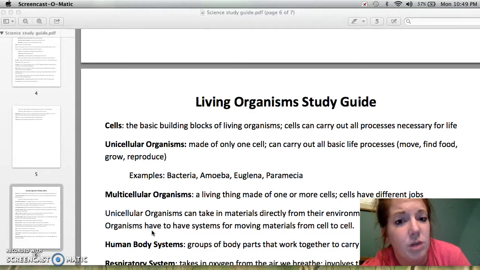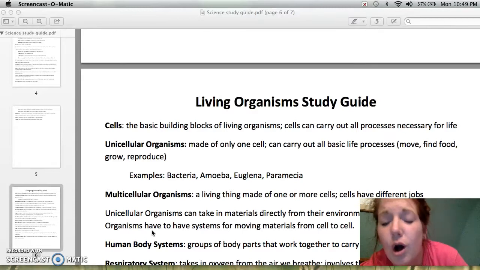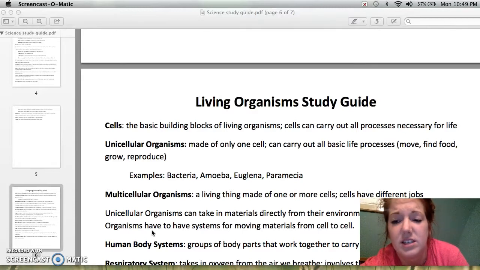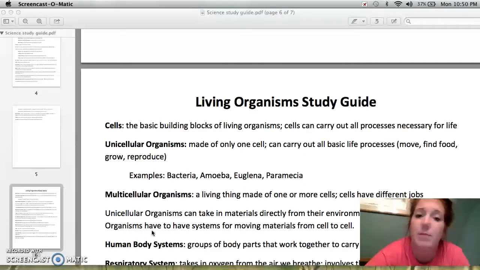Unicellular organisms are made of only one cell and can carry out all the basic life processes. Within that one cell, it can do everything necessary for life. They can move, find food, grow, and reproduce, all within this one cell. Examples can be bacteria, amoeba, Euglena, and paramecia.